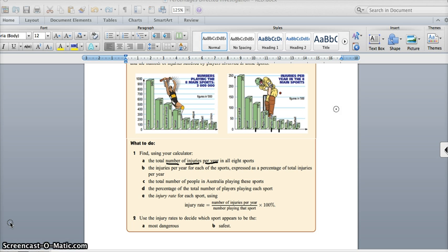So on your new sheet of paper, rolled up properly. First sport is Australian football. And the total injuries there, what's the total injuries for Australian football? 246. And is it 246? Do you think Australia-wide there would be 246 injuries in football? Or is that a bit small? There would probably be more than that.